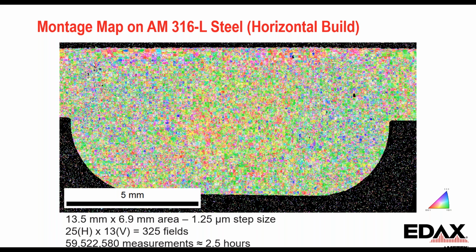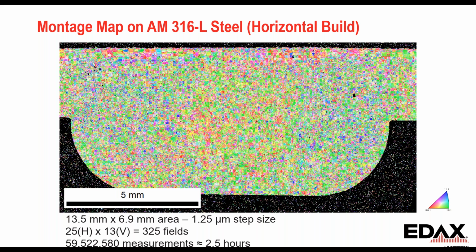And this is captured by using 25 fields horizontally versus 13 vertically for 325 total fields. We're moving them together. We stitch this image together, and it's about 60 million data points, and we collect that in roughly 2.5 hours to give us the entire microstructure across the build piece.